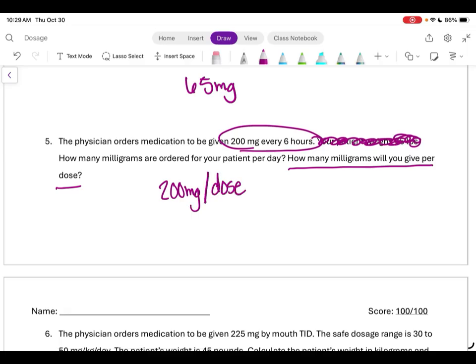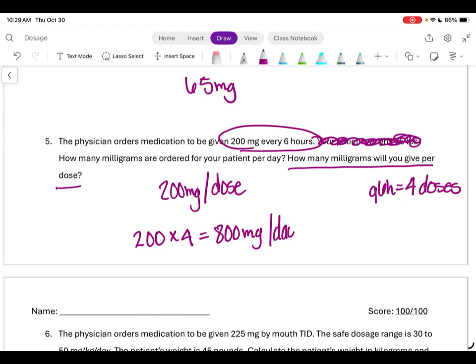Now, how many milligrams are ordered for your patient per day? So remember, every 6 hours is equal to 4 doses. So if it's 200 per dose, we do 200 times 4, which is 800. And that's how many milligrams they're going to get per day.